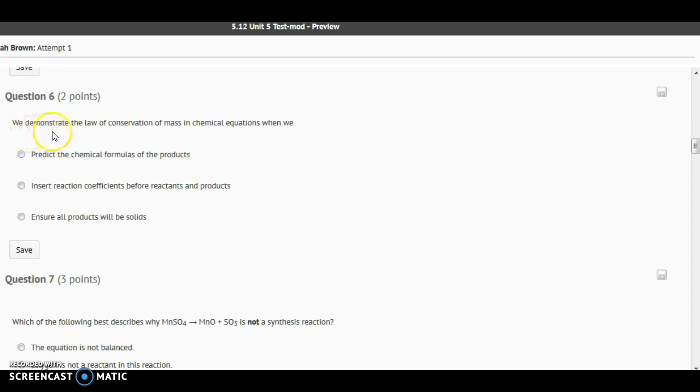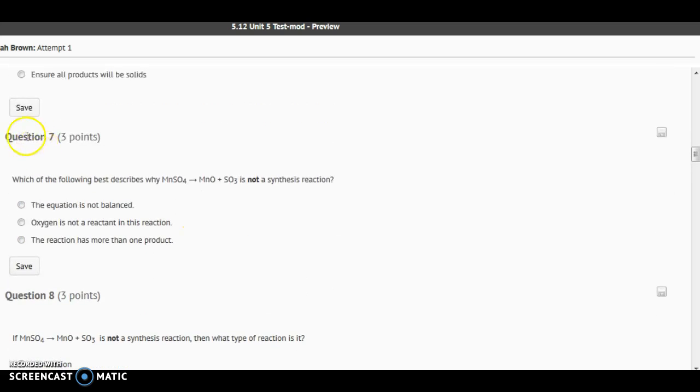Question 6. We demonstrate the law of conservation of mass in chemical equations when we A. Predict the chemical formulas of the products. B. Insert reaction coefficients before reactants and products. Or C. Ensure all products will be solids.